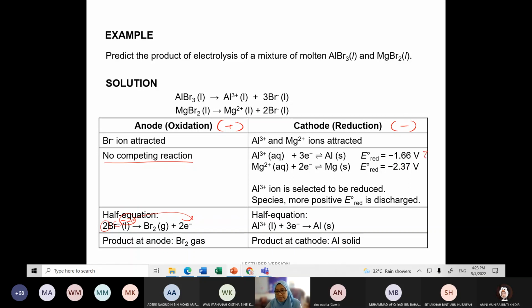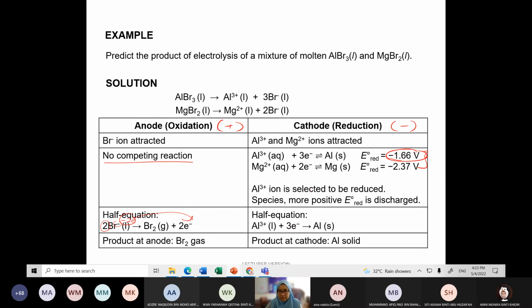Okay, alright, so as usual we will base it on the value. For the cathode, the more positive the value, the higher the tendency to be reduced at the cathode, to be discharged at the cathode. So based on the value, aluminium has the more positive value, or less negative. Okay, so it is selected because of the more positive value.